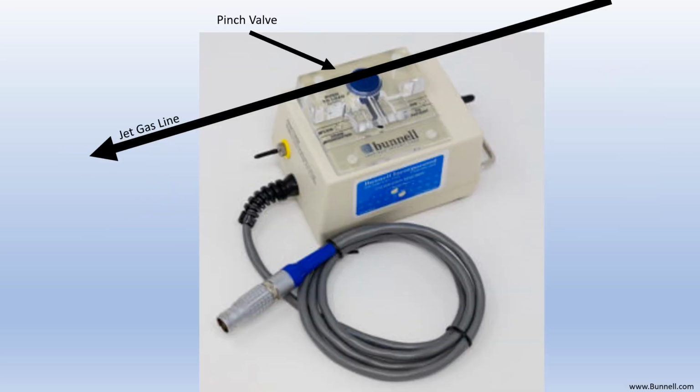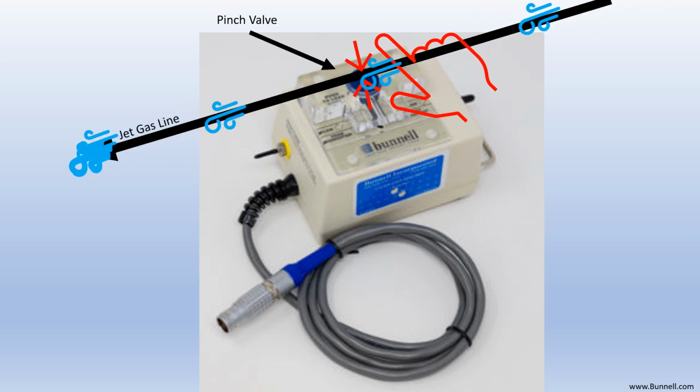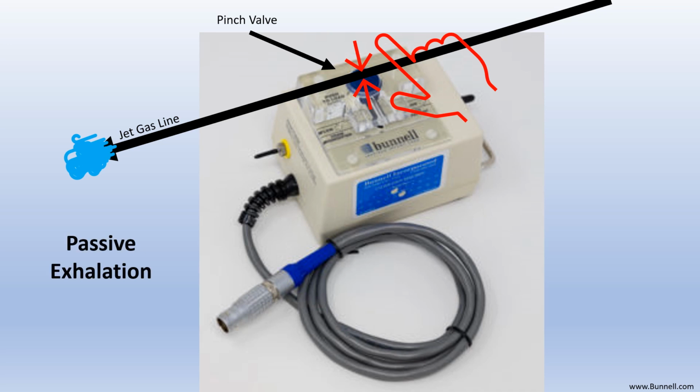The patient box is an instrumental part of jet ventilation. As fresh gas is pushed from the jet ventilator, it travels to the patient box. The patient box contains a pinch valve which will interrupt gas as it flows through the jet line at rates of 200 to over 600 times per minute. Because the flow is interrupted and not pulled from the lungs, exhalation is controlled by elastic chest recoil, making it passive exhalation.